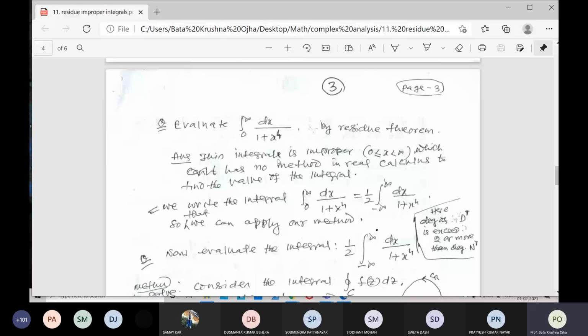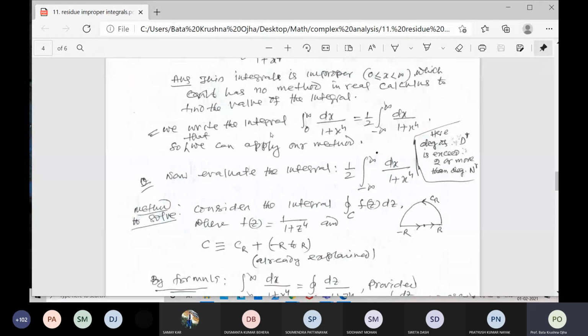You cannot say what the value of this integral is. So by using contour integration, you can find the result of that integral. How? We write the integral from 0 to infinity dx over 1 plus x to the 4 as half of the integral from minus infinity to infinity dx of this. If it is 0 to infinity, you have to write the integral from minus infinity to plus infinity, because this method is applicable only for minus infinity to infinity, not for 0 to infinity.